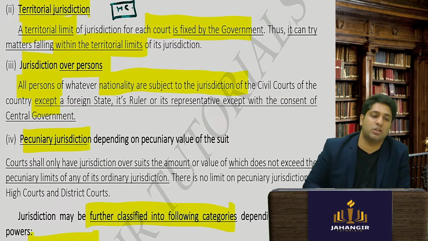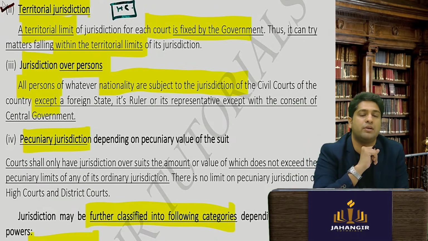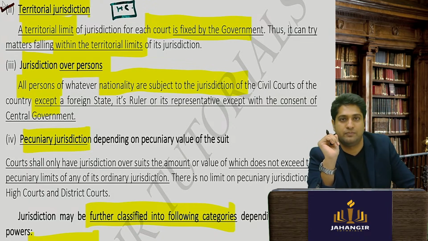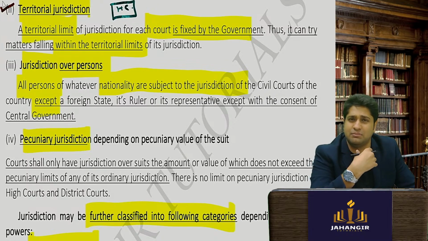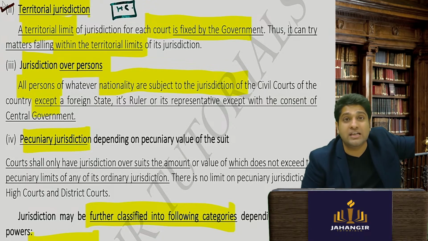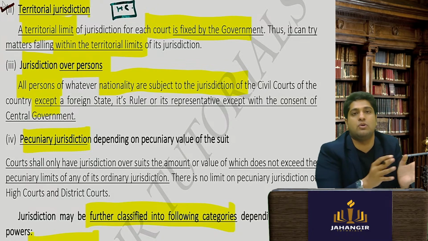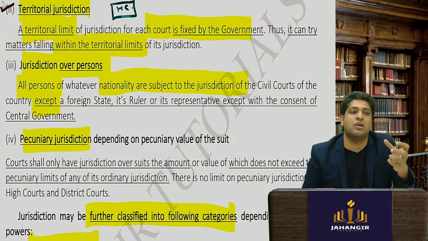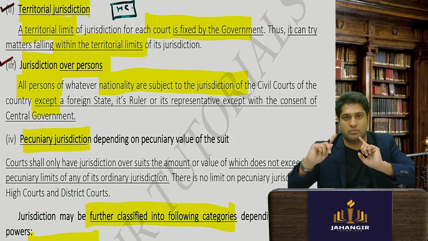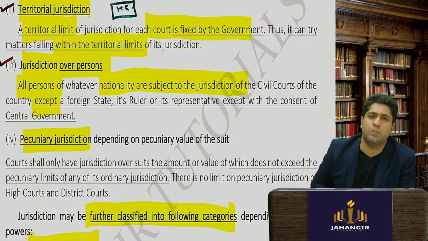Then comes territorial jurisdiction. Sir, what do you mean by territorial? It means the area. Where do you live? Which is your area? That police station will apply. For example, I live in Mumbai. So the nearest police station will have territorial jurisdiction. Any matter that arises, we will go to the nearest police station. That is a territorial limit. That authority will say, I have the power to administer justice in this much area. That is territorial jurisdiction.